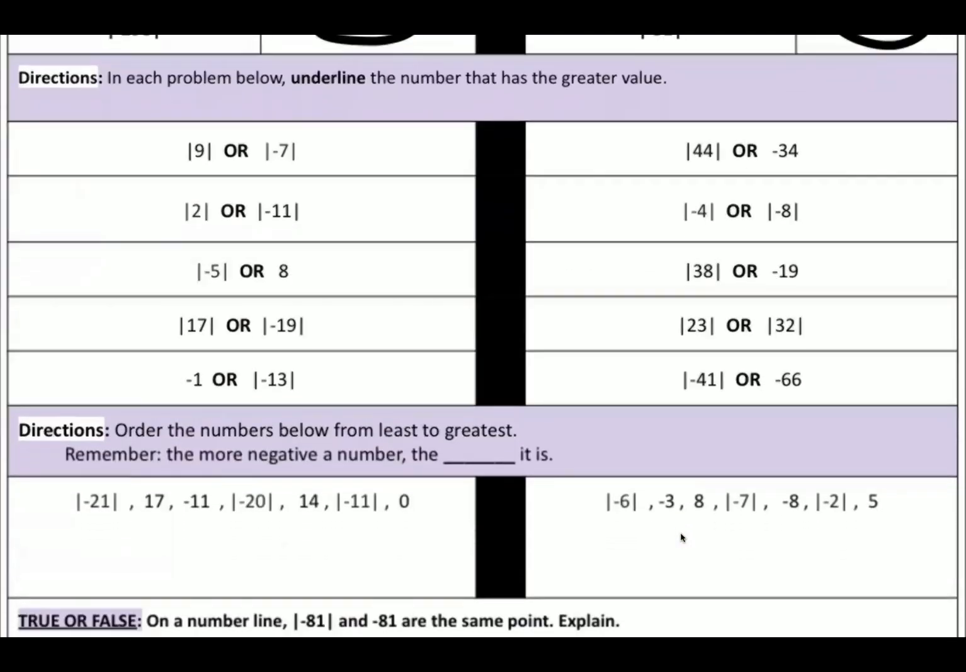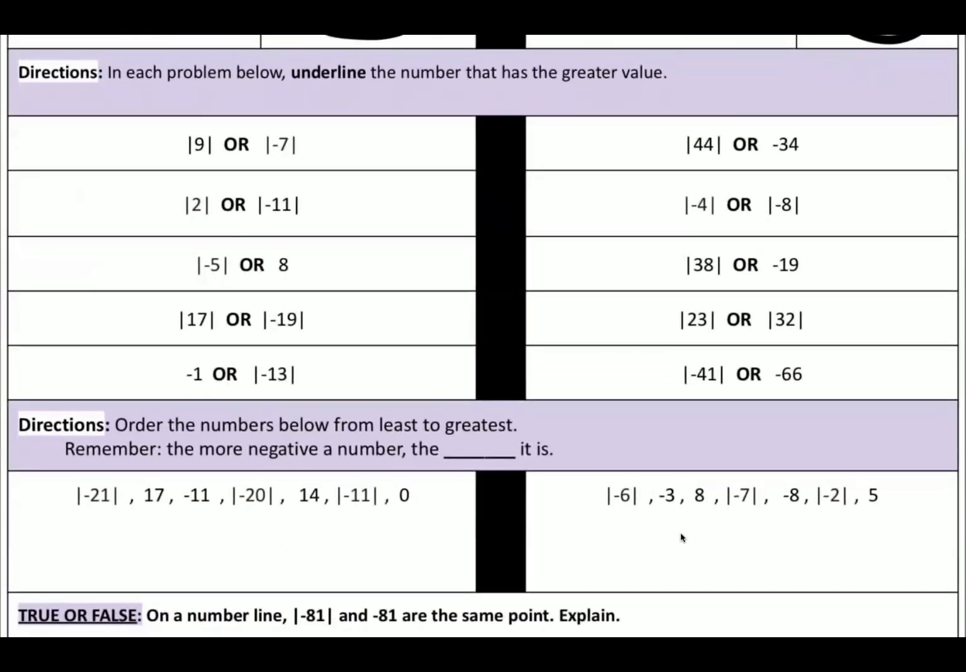This next section says, in each problem below, underline the number that has the greater value. So I'll just do 2 examples with you and then have you complete the rest on your own. So it says the absolute value of 9, which is 9, and the absolute value of negative 7, which is 7. So anytime these lines are around a number, it makes it positive. Now what's greater, 9 or 7? 9 is greater, so I'll underline 9. You can also circle it if that's easier.